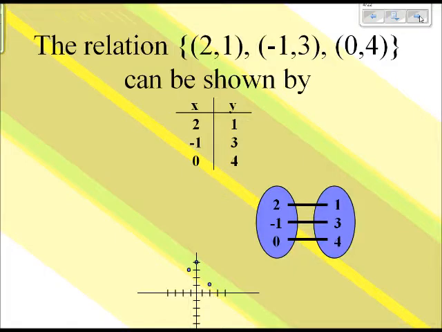Okay? We can write our relations in 3 different ways. So, actually 4 different ways, because we can show the table that shows all the x and y values. So, that actually is your first one. Tables with your x and y values. You can do a mapping, so see 2 maps to 1, -1 maps to 3, and 0 maps to 4. Or you can actually graph the points. So there are tables, mappings, and graphs.